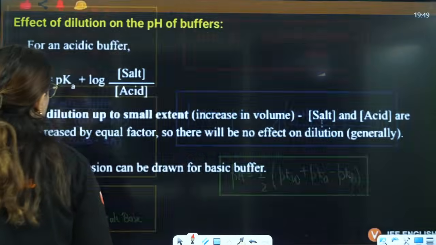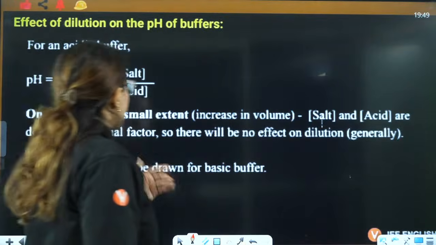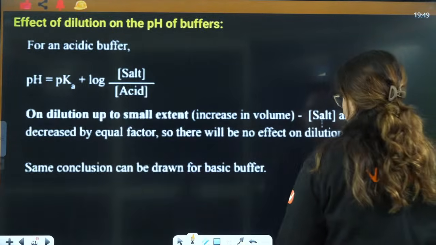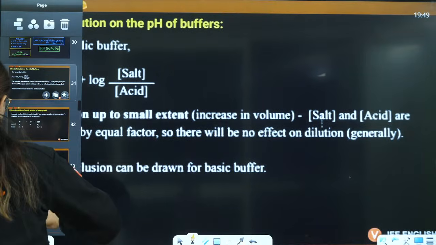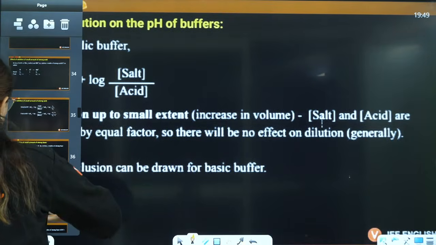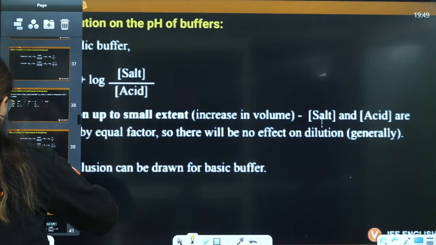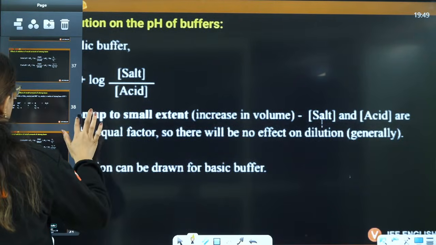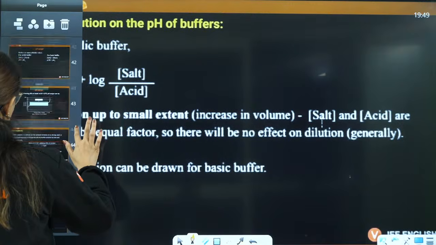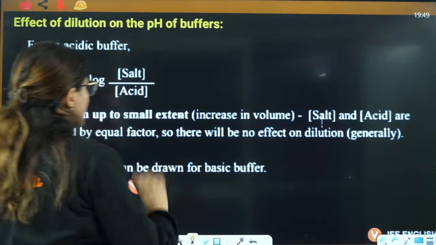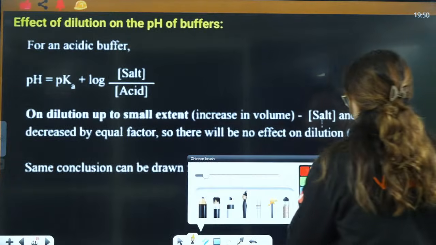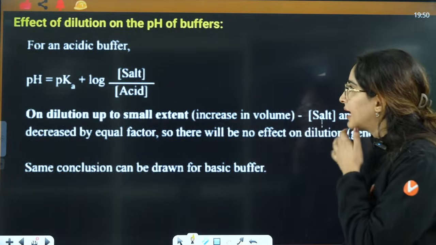Now, let's understand the effect of dilution here. What is the effect of dilution in these cases? Sure. Let's see the effect of dilution, or we should do the questions. So we'll do the questions. This is a very small topic, the dilution part. Okay, let's understand that dilution part.